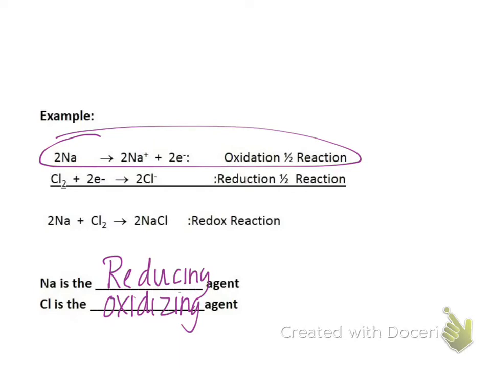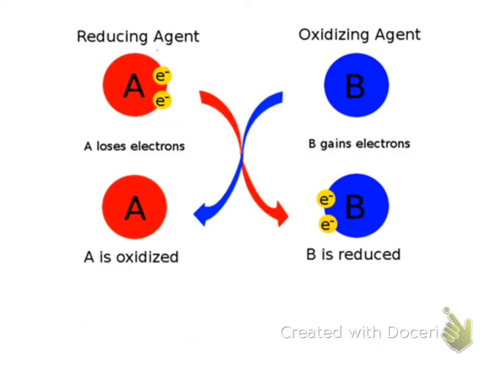So to recap, there's a little picture there to help you understand. Whatever is oxidized is losing electrons and it's the reducing agent, because it causes the other thing to be reduced. That's why it's called the reducing agent. And whatever is reduced gains electrons. It causes the other thing to be oxidized, so it's the oxidizing agent. And that is the end for today.